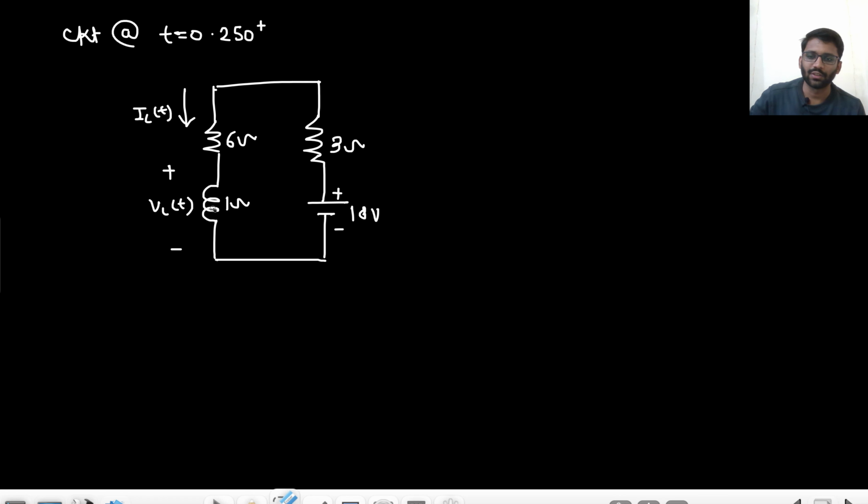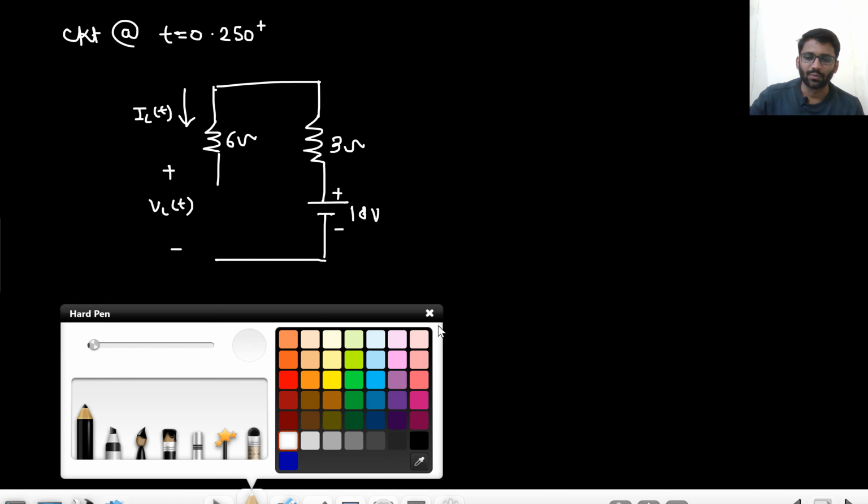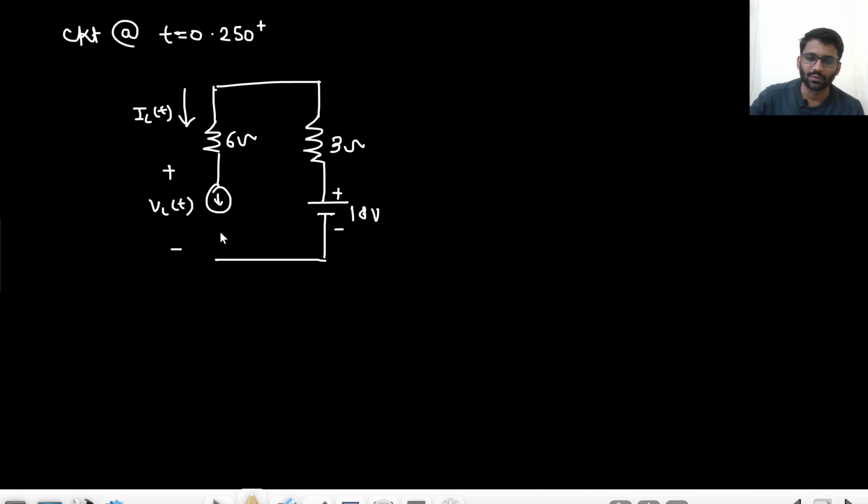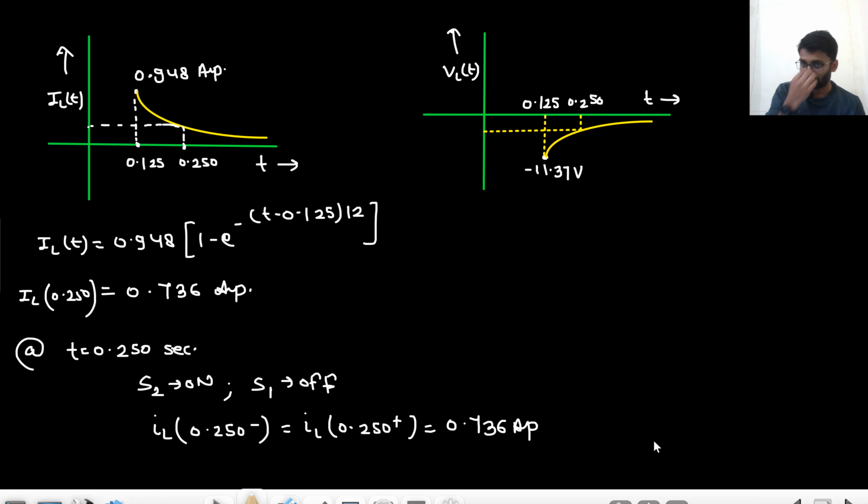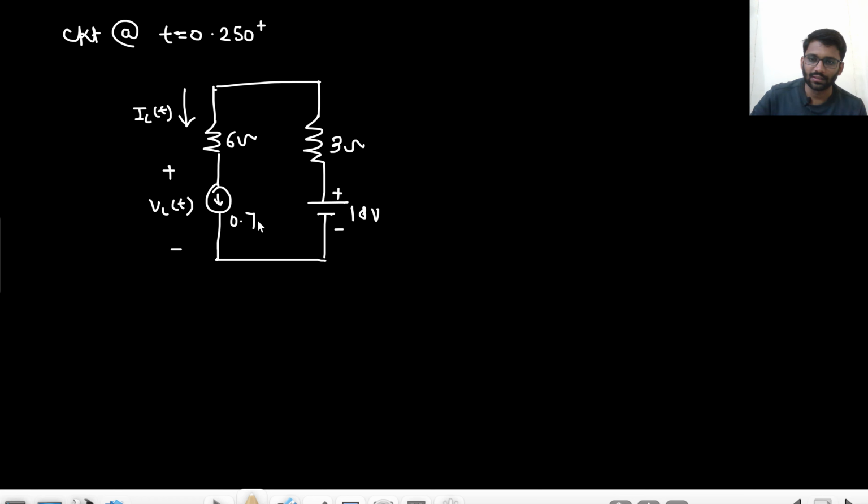Here, instead of this inductor, you can make a current source, and that is of how much current? That is of 0.736 ampere. Now what will be VL at t equals 0.25 plus? That would be 0.736 into 9 minus 18 minus this value. So basically it would be 11.37, surprisingly plus 11.37 it is coming.